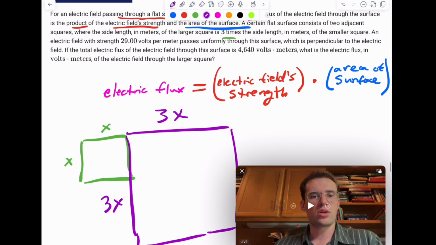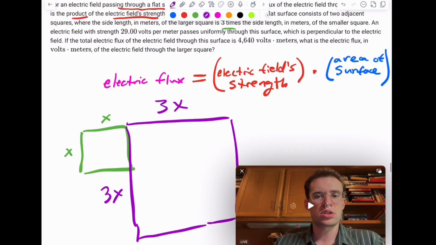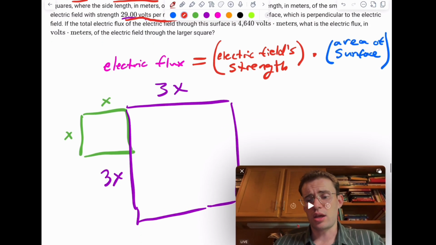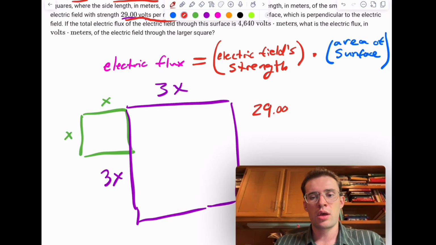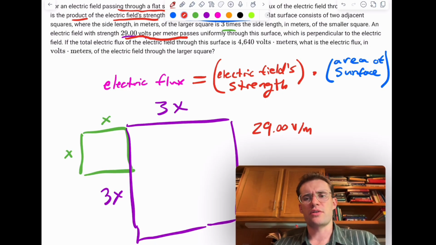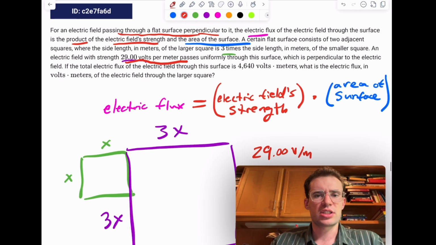An electric field with strength 29 volts. So this is the field strength. So this red thing here is 29. Do it in red. 29 volts per meter. I don't think you need to really understand where the units are coming from. Just make sure you keep track of them. 29.00 volts per meter. Yep. Passes uniformly through the surface, which is perpendicular. So it's meeting the requirements. The electric field has to be perpendicular to the surface, and it passes uniformly through it.